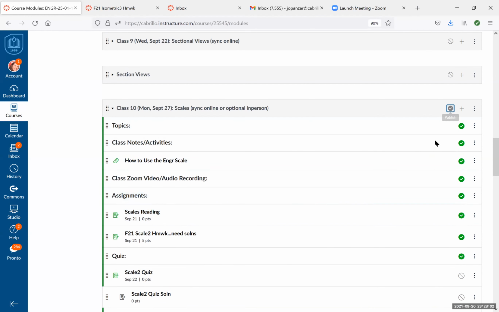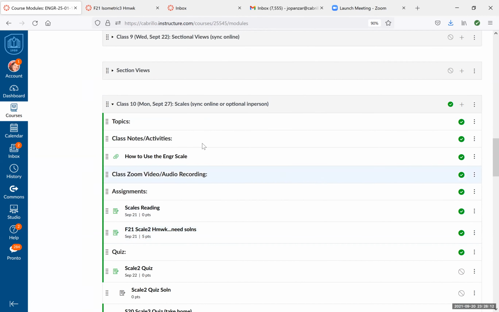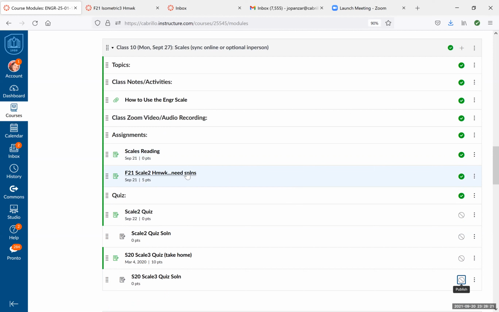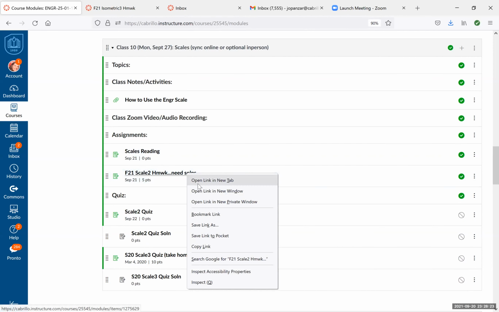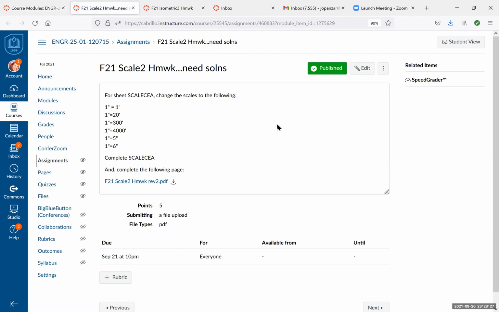When I publish, everything gets published. So let me unpublish this again. Okay, so I'm jumping ahead to a week from today. And don't learn how to use the engineering scale yet, but let's take a look at this homework. So you could jump ahead if you want more practice.